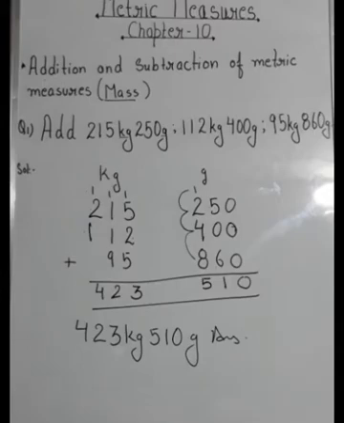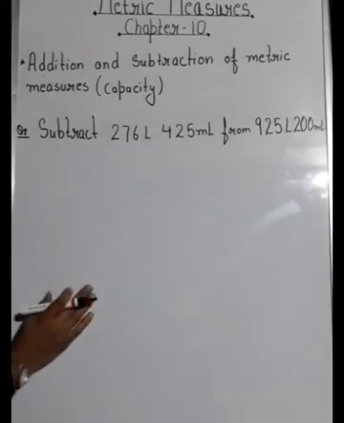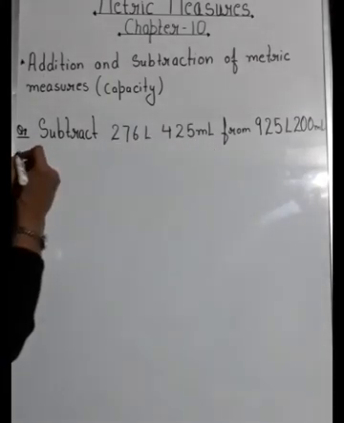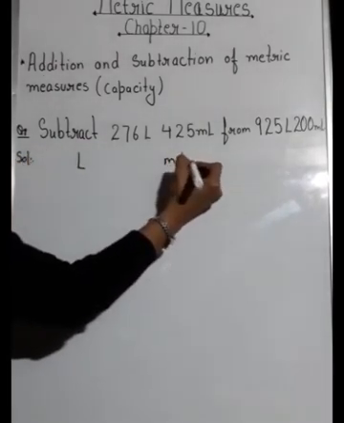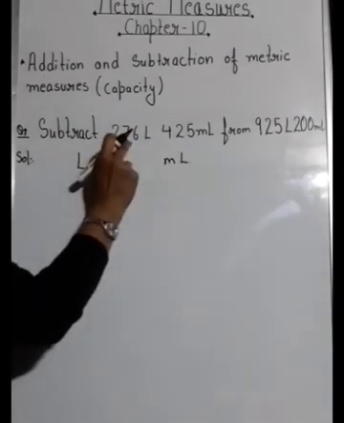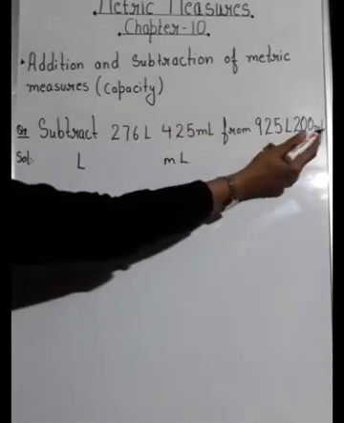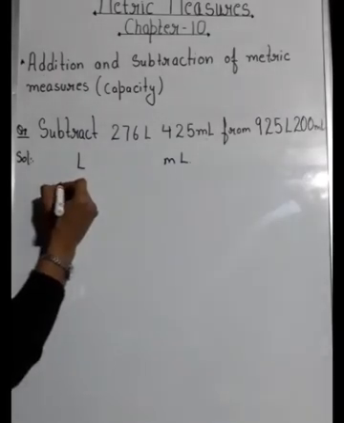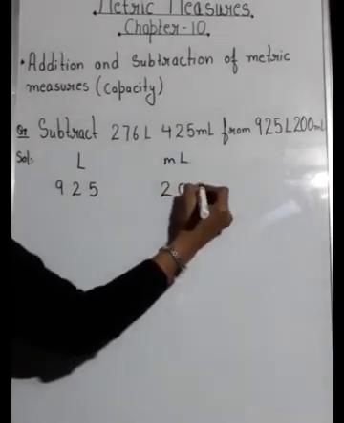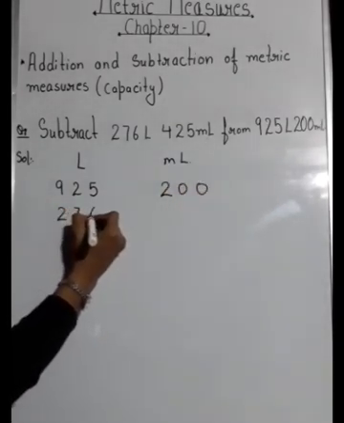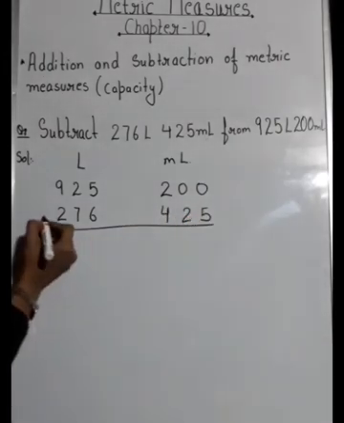Okay. This question is of subtraction and that is related with your capacity as it is having liter and milliliter, and I told you that liter and milliliter are the units related with the capacity. Okay, so again you have to make two columns, one of liter, another one of milliliter. So you have to subtract this 276 liter 425 milliliter from 925 liter 200 milliliter. Okay, so you will write 925 liter and this 200 milliliter and this is your 276 liter 425 milliliter.